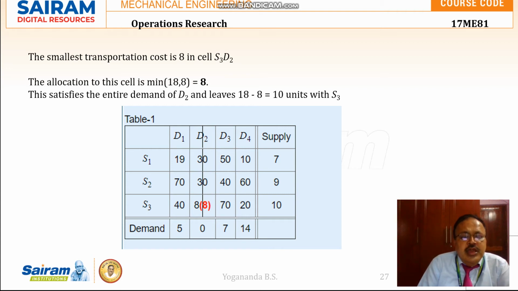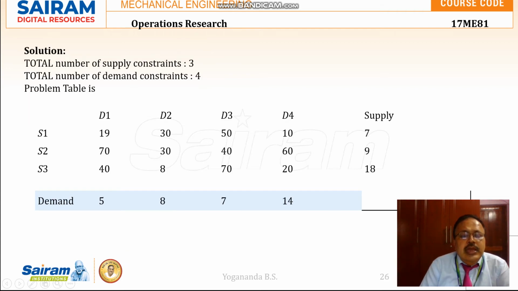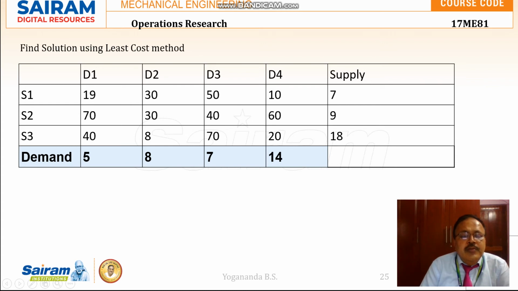You have to assign to this particular cell, that is third row, second column, S3, D2. From the given table, demand is 8 and supply is 18 for this particular cost. Out of 8 and 18, 8 is the minimum, so we assign 8 here. Demand becomes 0 and supply becomes 18 minus 8, so that is 10.